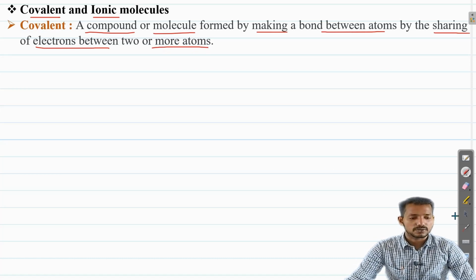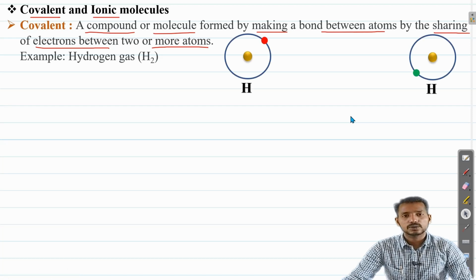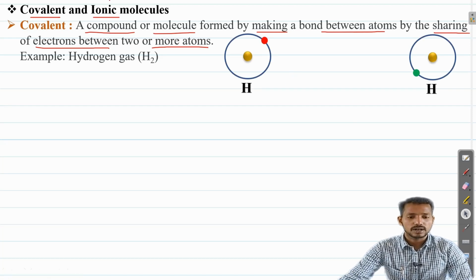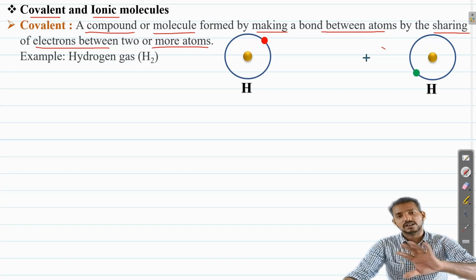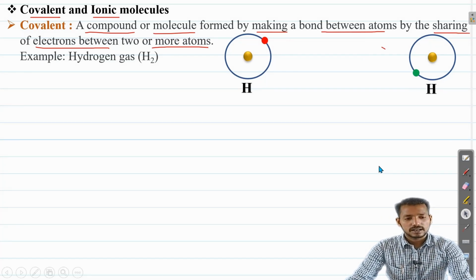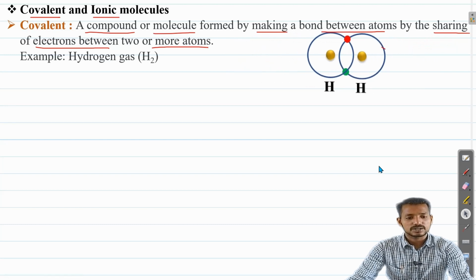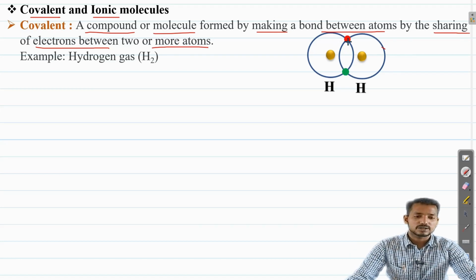Let's take the case of hydrogen gas. That is the example we have. So we have 2 hydrogen atoms here with 1 electron each. In each hydrogen atom, 1 electron exists. I have represented them with 2 different colors, but the electrons are the same. So just combine them. See how they share the electrons. Now they came together and combined. Then they share the electrons.